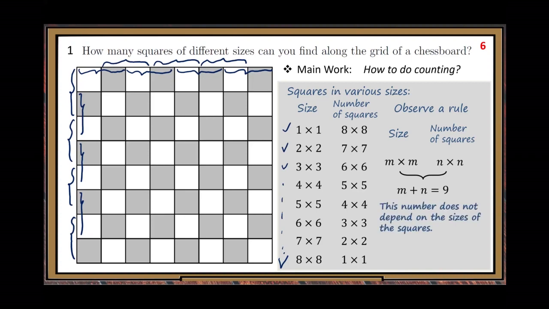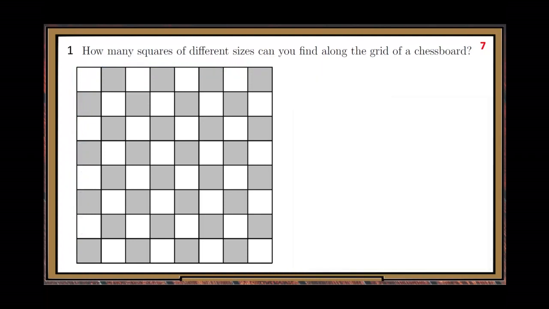So this number does not depend on the sizes of the squares. It never changes when you change the sizes of the squares. So we call it the invariance concept. So it is an invariance in this question. And later you will see this invariance concept is very important, very useful in problem solving. All right. Next.